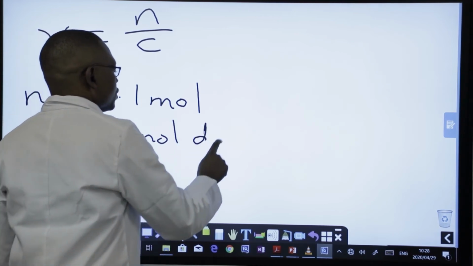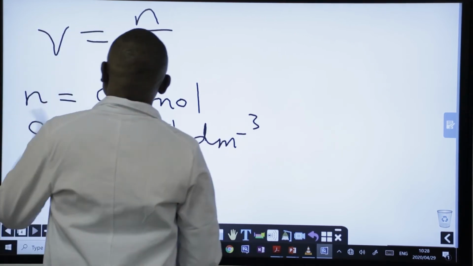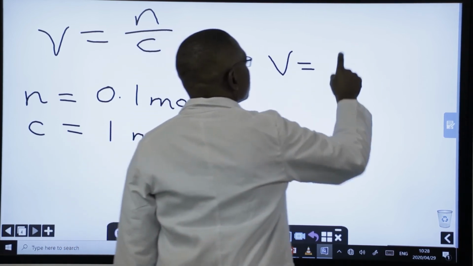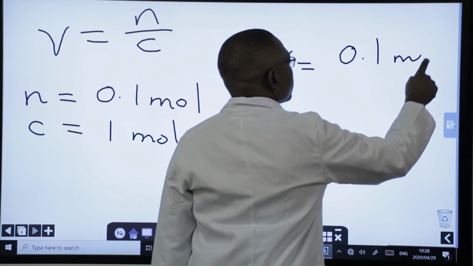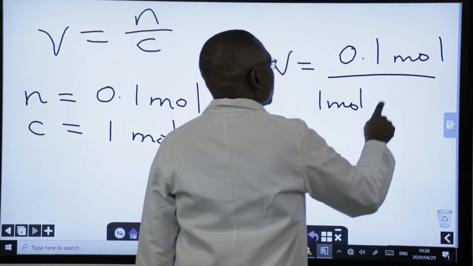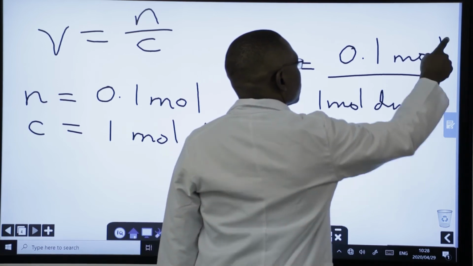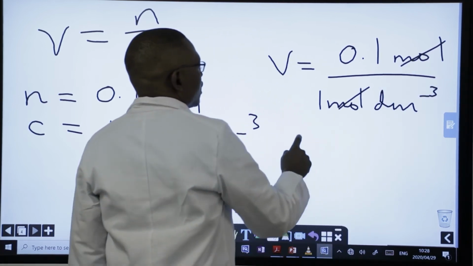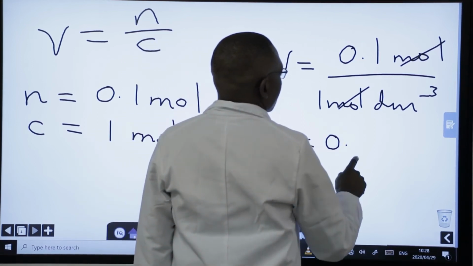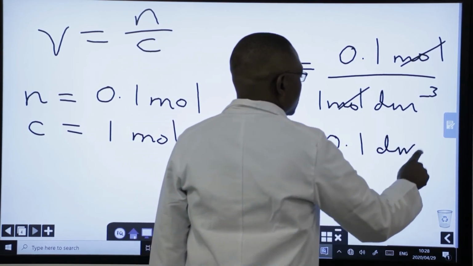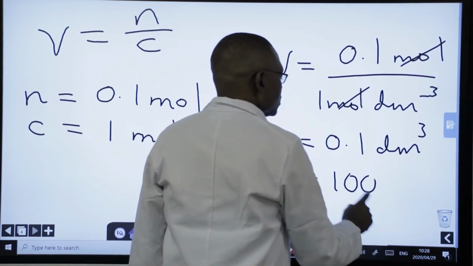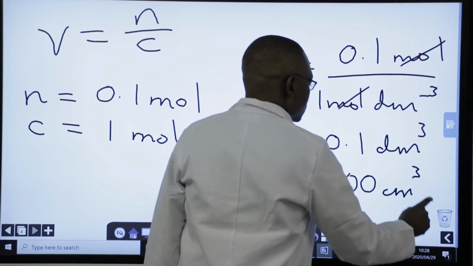Mole per dm cubed. So we are going to say our volume is going to be equal to 0.1 mole divided by 1 mole per dm cubed. This and that, they cancel each other. So your volume is going to be equal to 0.1 dm cubed. Change it to cubic centimeters. It gives you 100 cubic centimeters.